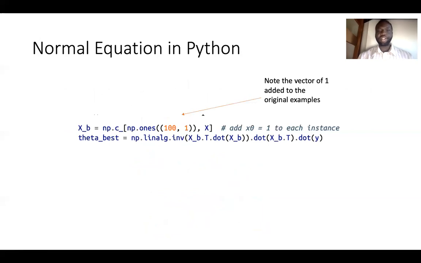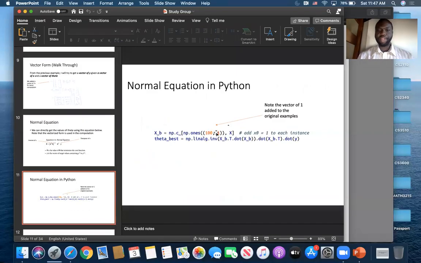And this is the part where he did it in Python. I just wanted to note that the first line he does here is adding a column of ones. In this example, there were 100 training examples, so he added a column of ones to the x.